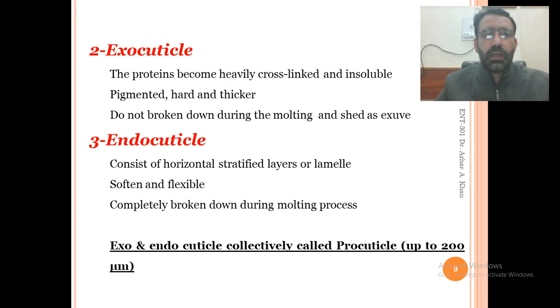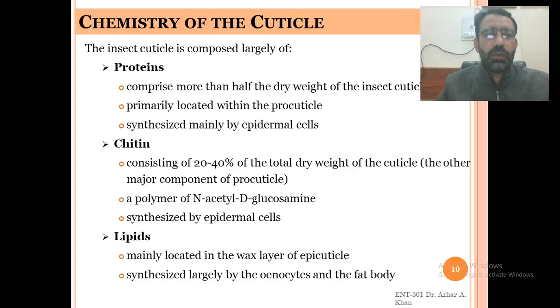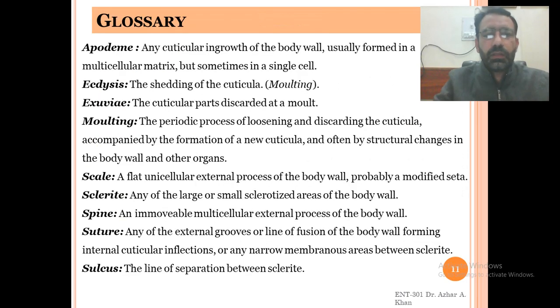As we have discussed earlier, during the molting process, the exocuticle is actually termed as exuviae and shed during the molting process. Then molting is a periodic process of loosening and discarding of the cuticle, accompanied by the formation of new cuticle and often by structural changes in the body wall and other organs.